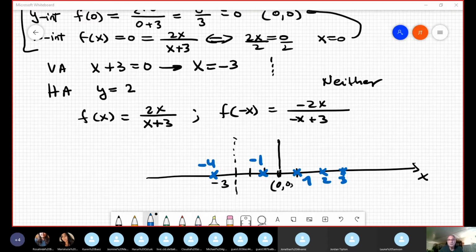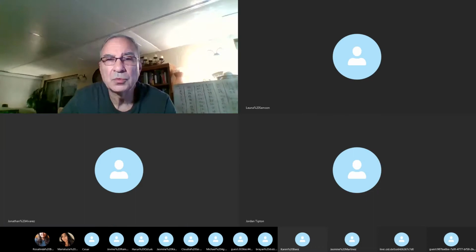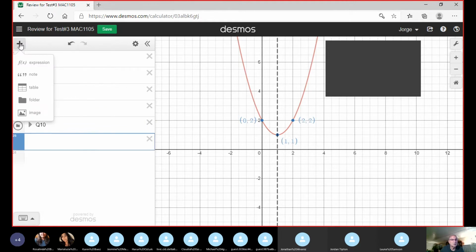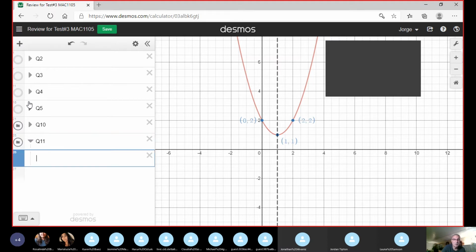Okay, now decimals. This is question 11, no? Question 11. In question 11, my equation is, I copied the original, either way.